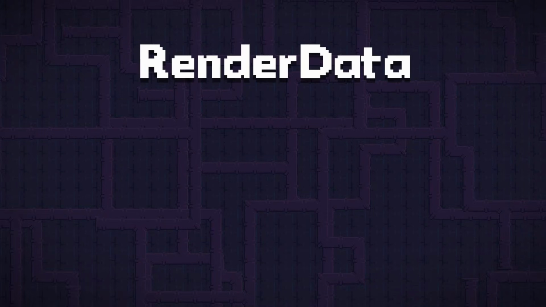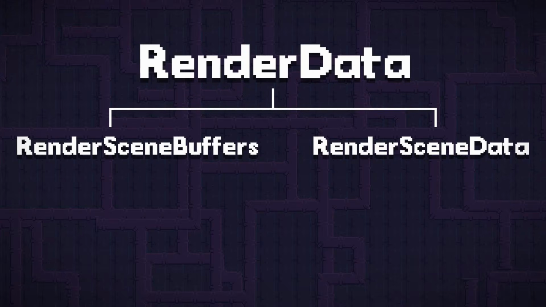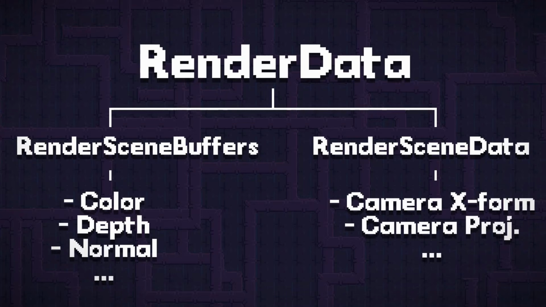The other parameter, render data, provides us with all the information and rendering objects we have access to. From it, you can get 2 main objects, render scene buffers and render scene data. Render scene buffers contains all of the data I was just talking about earlier, like the color, normal, and depth buffers. Render scene data mainly gives you information about the camera, like where it's located, its projection, and some stuff related to VR rendering. I'd highly recommend reading the doc pages on all of these classes, if you really want to know everything that a compositor effect can do.